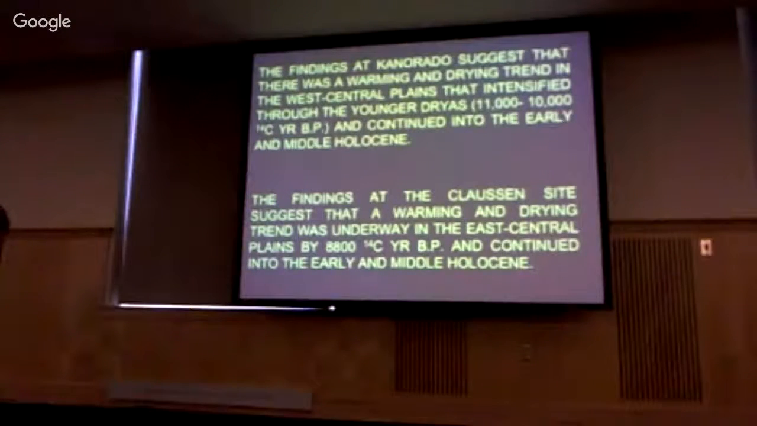So the findings at Quaternary suggest that there was a warming and drying trend in the west central plains that intensified through the Younger Dryas, so from about 11 to 10,000 radiocarbon years BP, and continued into the early and middle Holocene. Whereas the findings of the Coffey site suggested a warming and drying trend was underway in the east central plains by 8800 and continued into the early and middle Holocene. So there's time transgression going from west to east. It seems that the drying trend began about 1,000 years later in the east compared to the west, which is a point I'm going to come back to at the end of the talk.